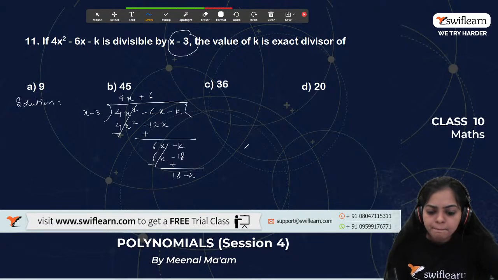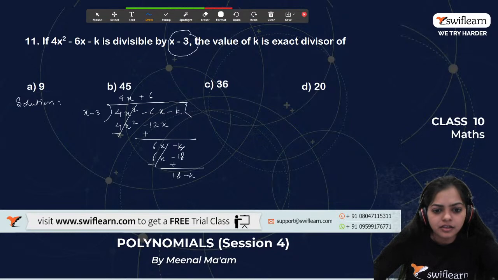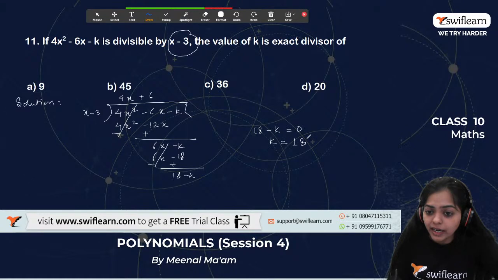So just a minute. Minus k is there, na? Yeah. So what we will get? 18 minus k is equal to 0. So the value of k will be equal to what? It will be equal to 18. So the value of k is 18.